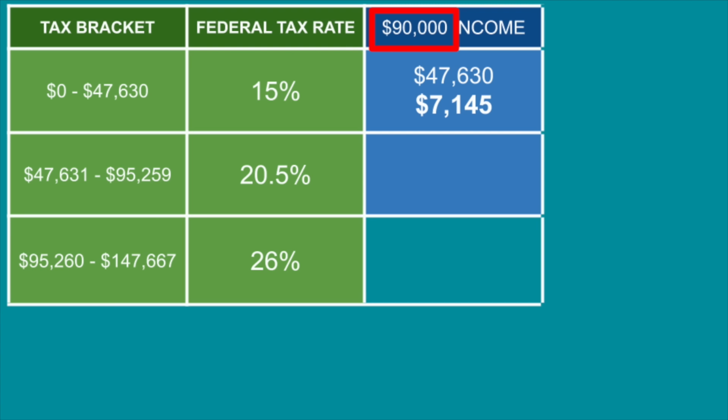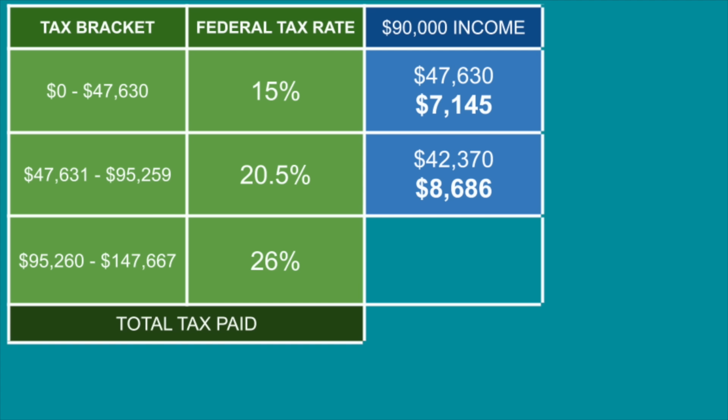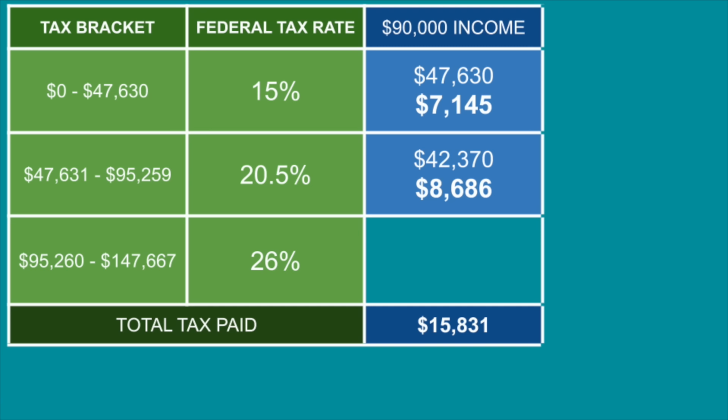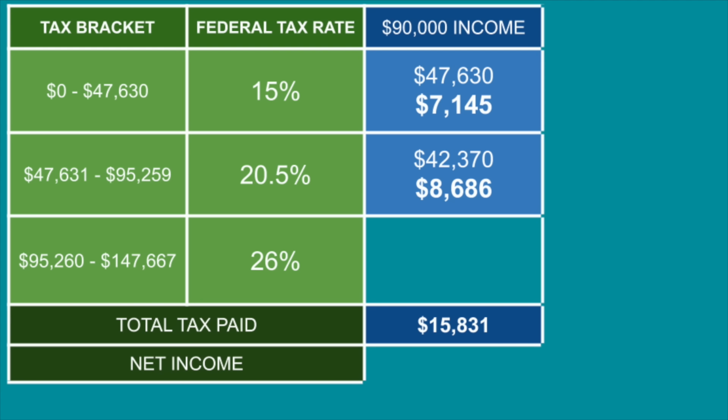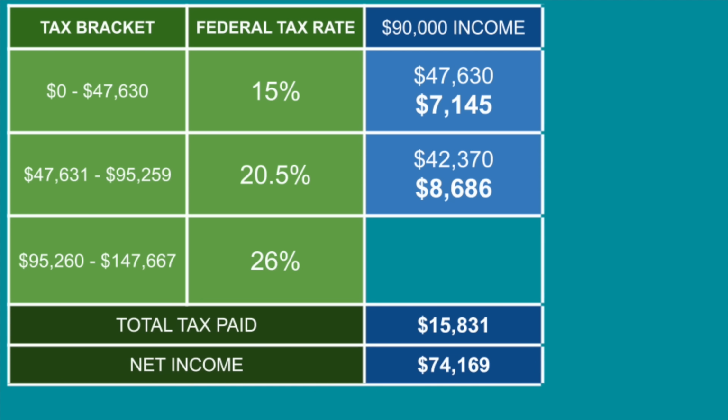We have $90,000 minus $47,630, giving us $42,370. The tax rate for the second bracket is 20.5%, so we'll be paying $8,686 on our remaining $42,000. This gives us a total federal tax amount of $15,831 and a net income of $74,169. This is what we keep.